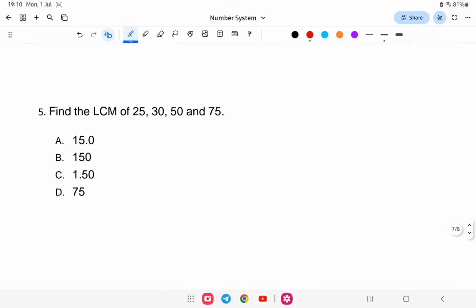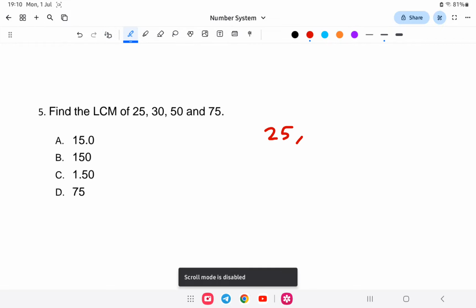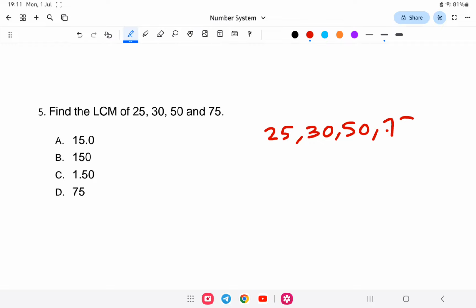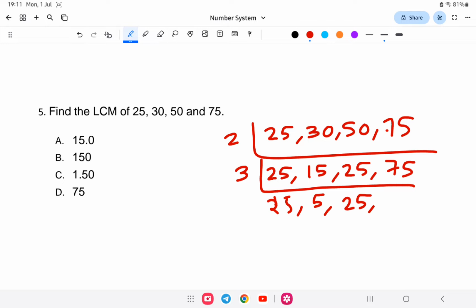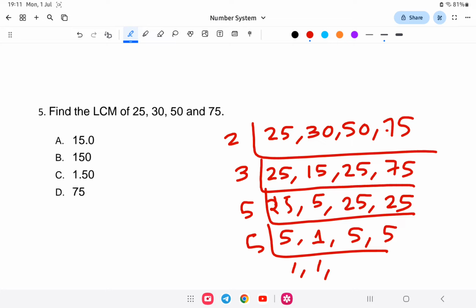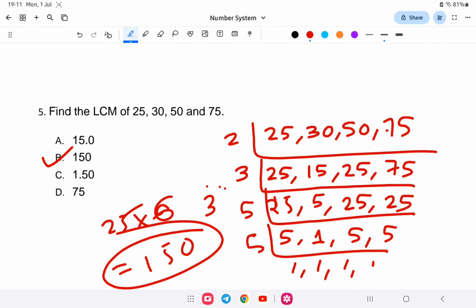Find the LCM of 25, 30, 50, and 75. So to find the LCM, we take 25, 30, 50, 75 and divide by 5: 5, 6, 10, 15. Then divide by 5 again: 1, 6, 2, 3. Then 5 into 5 is 25, into 2 is 50, into 3 is 150. So the LCM is 150. The answer is B.